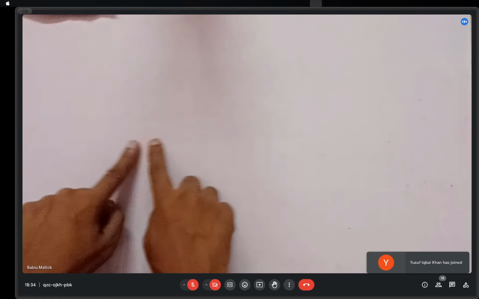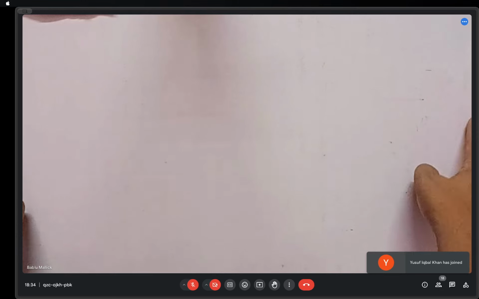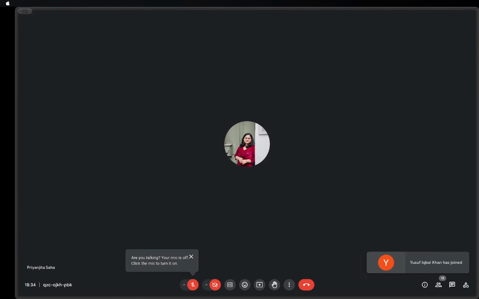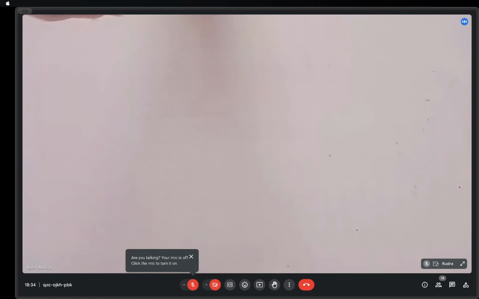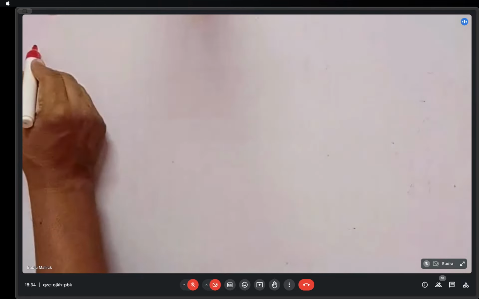Is the board visible? Is the board visible clearly? Yep. Now let us start. So we have given a homework. I shall start from that homework. We have already written. দেখো, I have done till this.